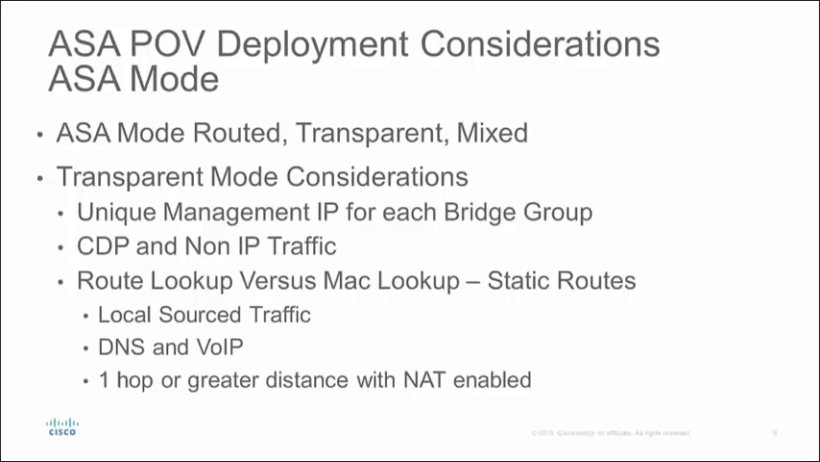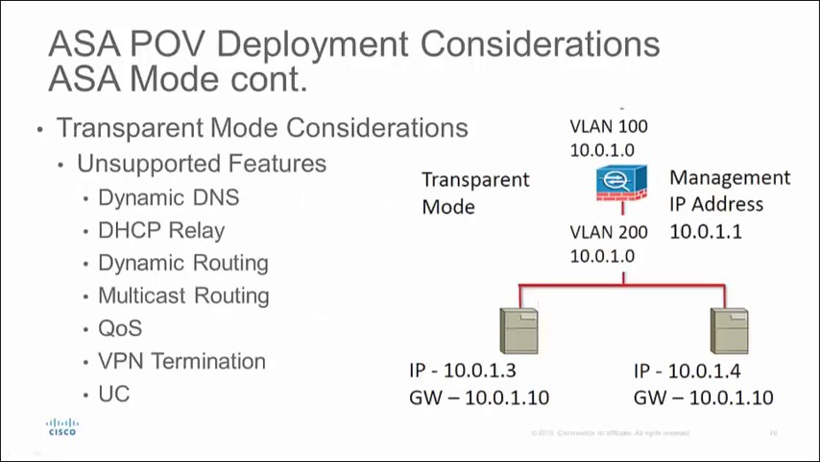In transparent mode, the ASA does MAC lookups for forwarding decisions rather than route lookups. This can cause issues with certain traffic types or under certain conditions. These are few, and we won't go into the details here as it's beyond the scope of this discussion, but suffice it to know you need to review the configuration guide caveats around traffic handling and forwarding before considering using transparent mode for your POV.